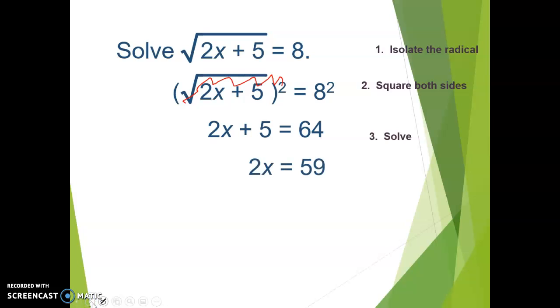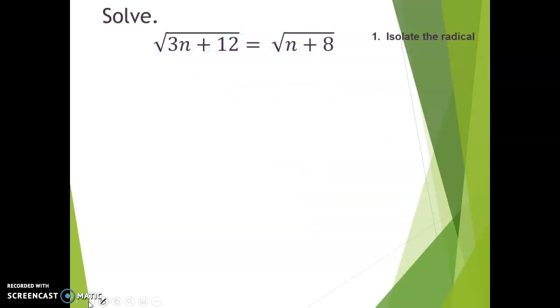Subtracting 5 from both sides, we get 2x equals 59. And we need to further isolate the x by dividing both sides by 2. X equals 59 over 2. If we were to plug that back in, we would find that that solution does work. It is not an extraneous solution.